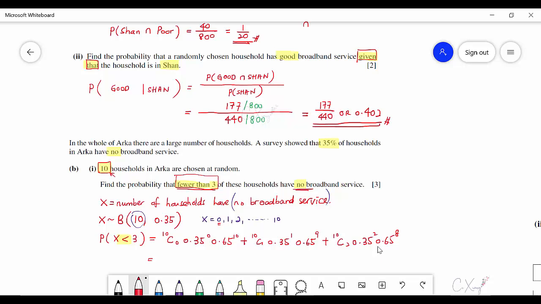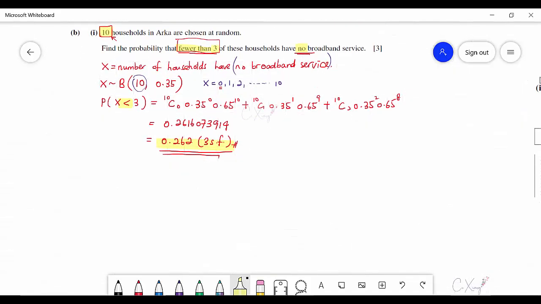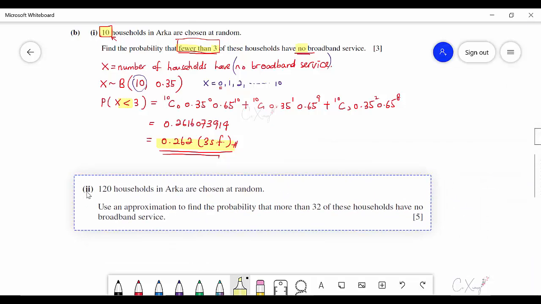Then by pressing the calculator, you get the final answer. Of course, I want to keep my answer in 3 significant figures, therefore the answer should be 0.262 in 3 significant figures. Okay, this is B part number 1. And then we continue to B part number 2.